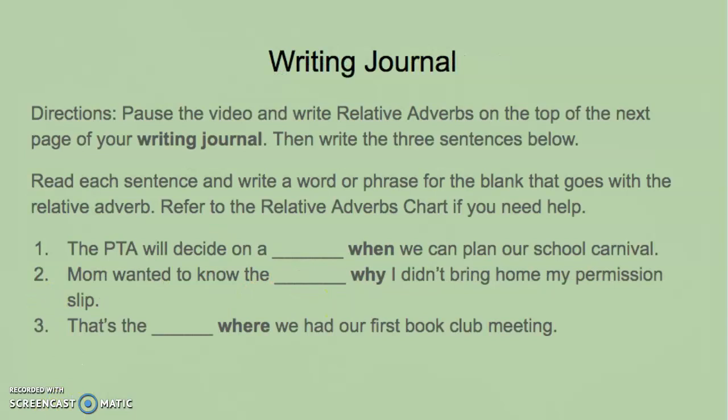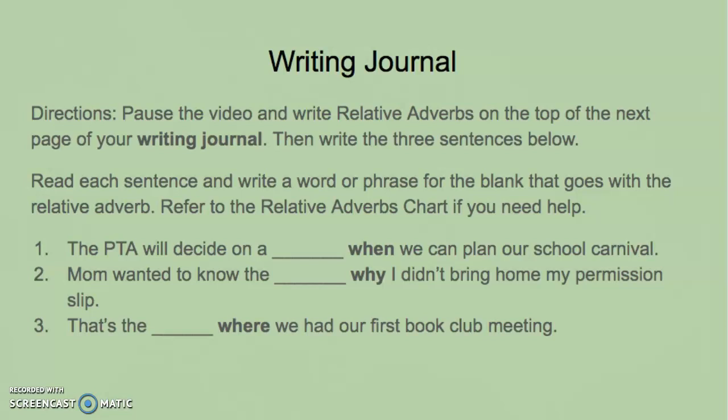So in your writing journal, there will not be a Google Doc for this. You are doing this in your writing journal. I want you to pause the video and write relative adverbs on the top of the next page of your writing journal. Then write the 3 sentences below. Pause the video now. Read each sentence and write a word or phrase for the blank that goes with the relative adverb. Refer to the relative adverbs chart if you need help.